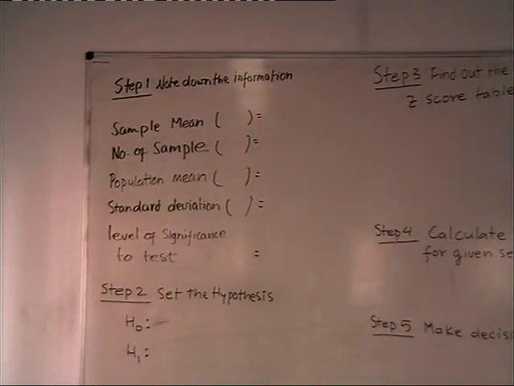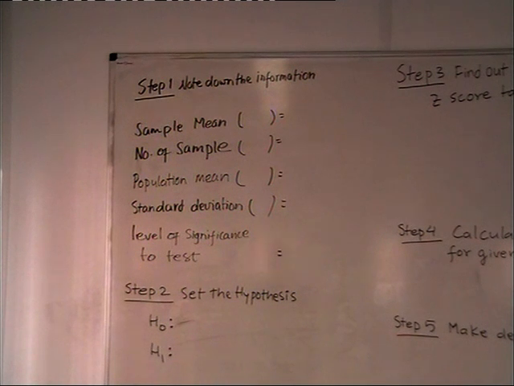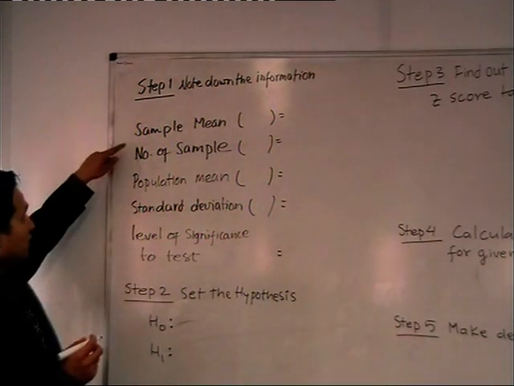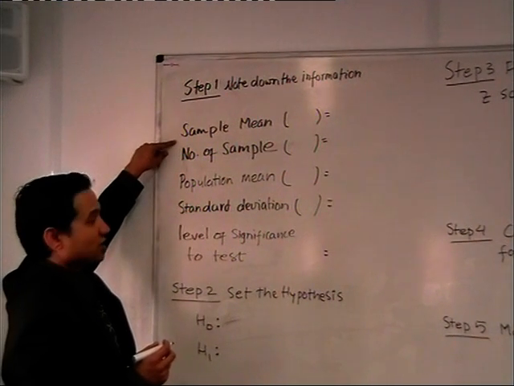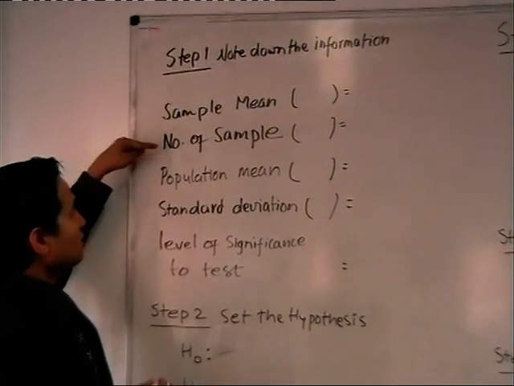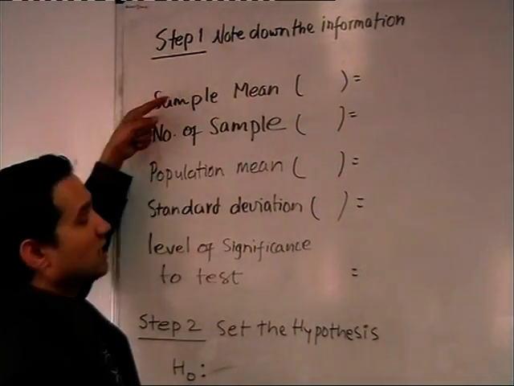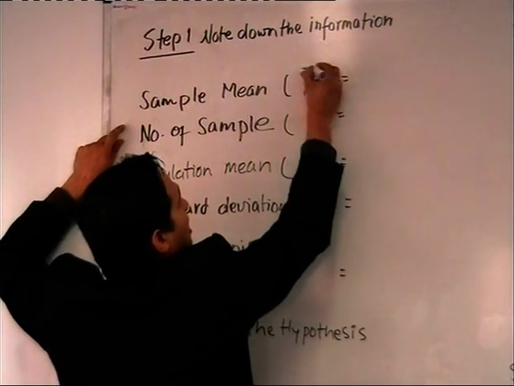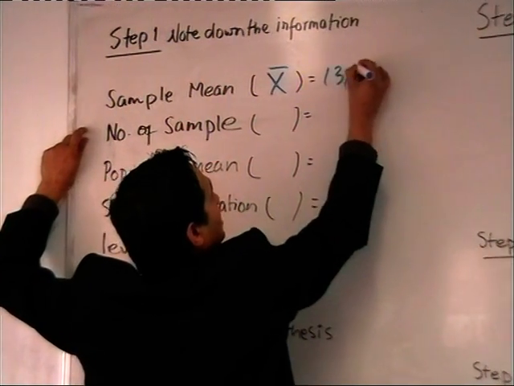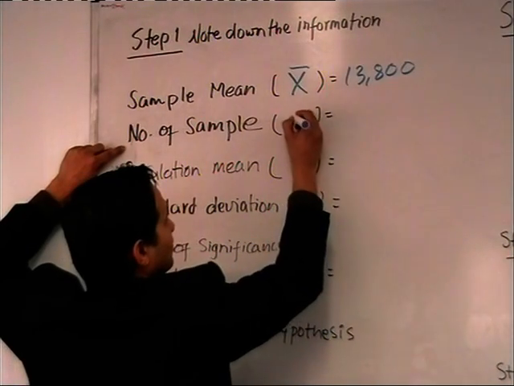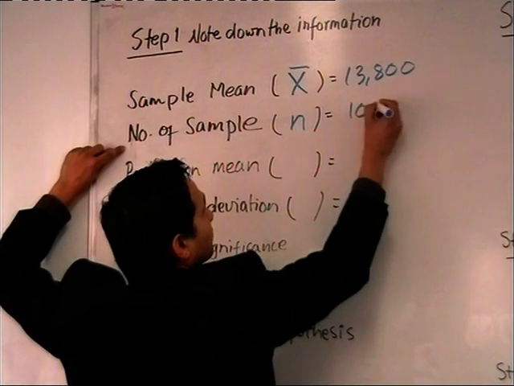In step 1, it's always good to find out the information given by the question. If you read the question carefully, you will find that there is a sample mean. To locate it, look at the number of samples: the sentence that says, using this many samples, the mean has been calculated, that is the sample mean. The symbol for sample mean is x bar, which in this question is 13,800. The number of samples taken is 100.